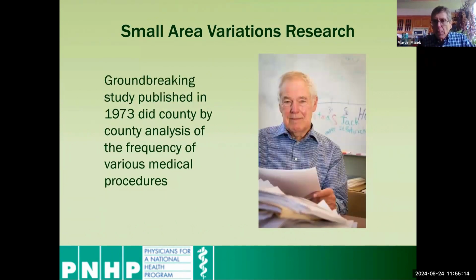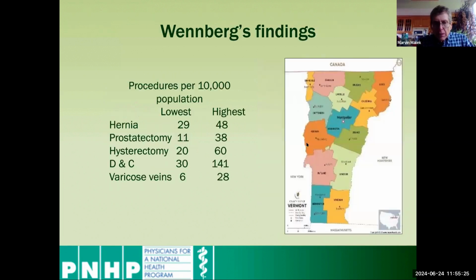So there's something called small area variations research. A groundbreaking study in 1973 did a county by county analysis of Vermont, and then repeated it in Maine, looking at the number of elective procedures. In other words, you don't necessarily have to have a hernia operation if it's not incarcerated or strangulated. So it varied. Prostatectomy, well, you could try some other procedure, a drug to control your prostate related symptoms. So there was a lot of variation there. Hysterectomy, what if a woman has a lot of bleeding, an extreme amount of bleeding?